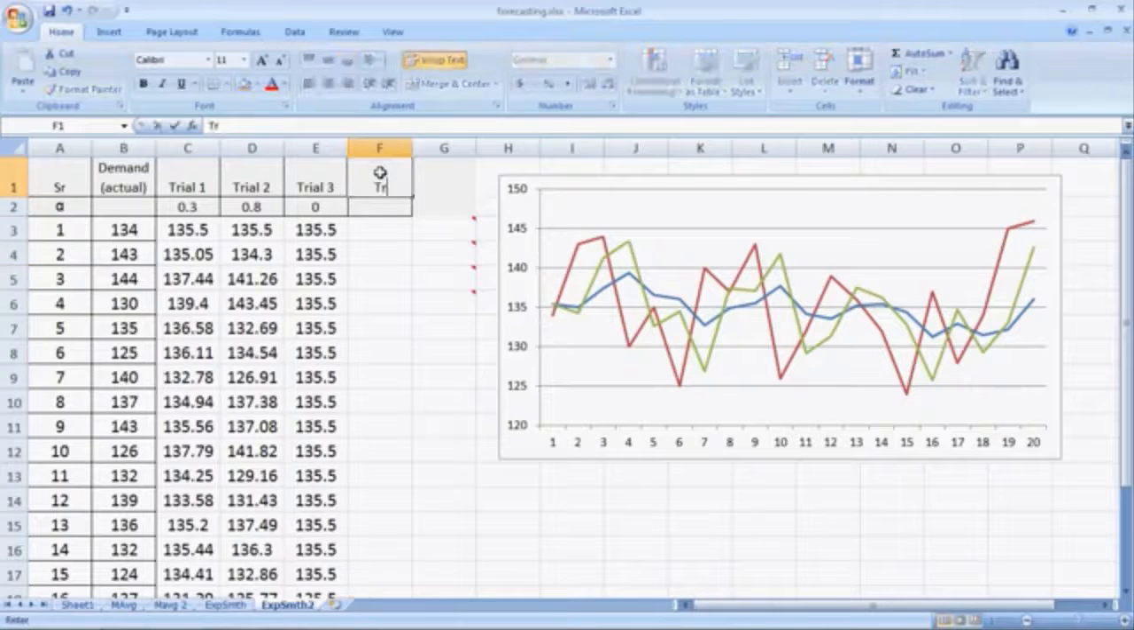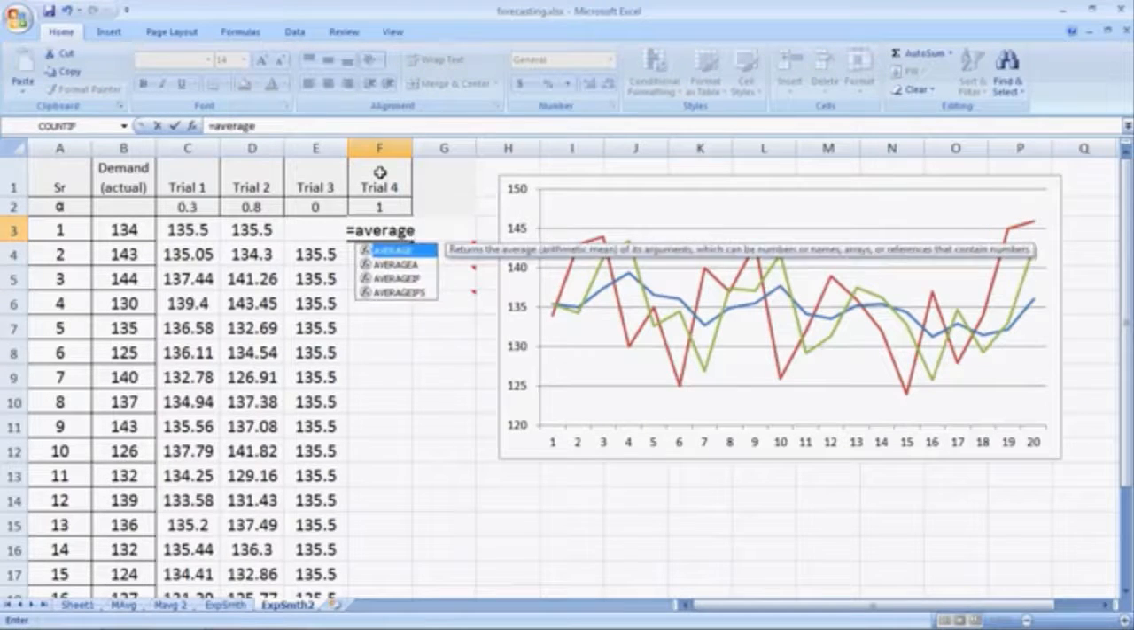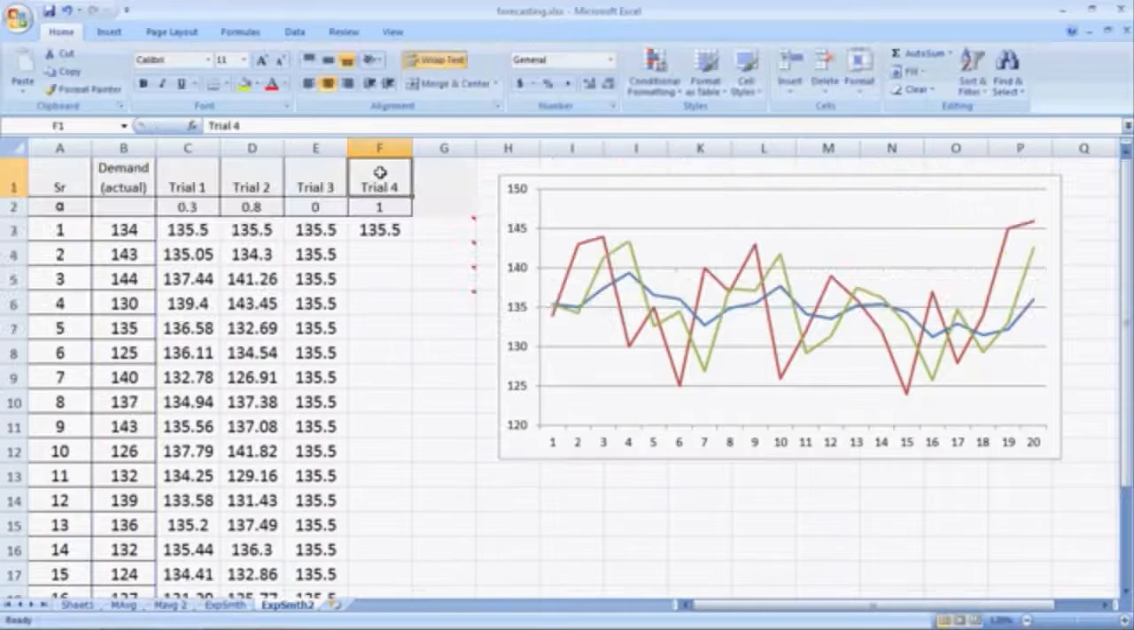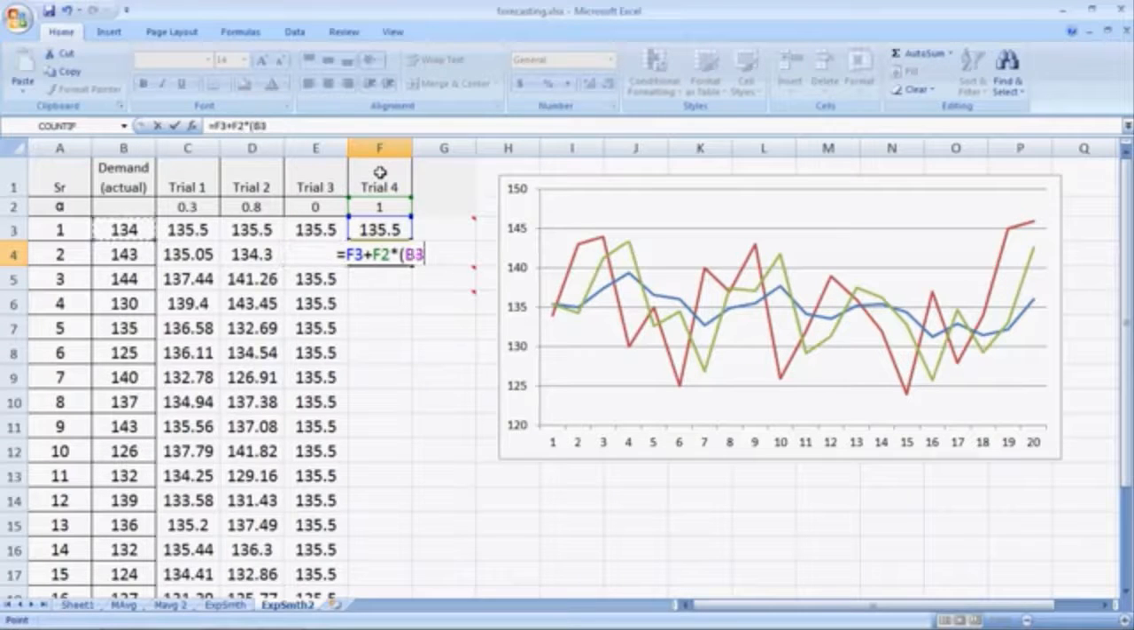Now let's go to trial 4, where we take alpha as the other extreme, that is 1. We start with the average of all the demand. This is how we have always done it. So this is the first period. This equals the previous forecast plus alpha multiplied by bracket open actual minus forecast, bracket closed, enter. Let me fix up the smoothing factor dollar and double click this.